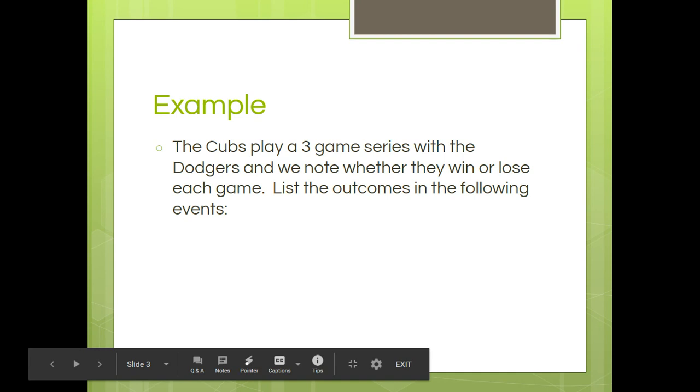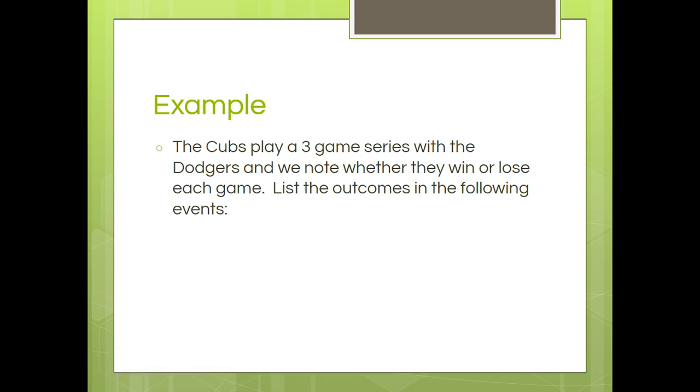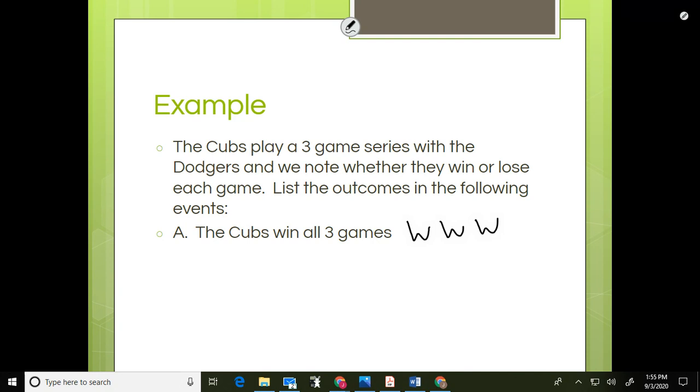All right, so say the Cubs are playing a 3-game series with the Dodgers, and we're noting just whether or not they win the game. So win or lose. We want to list the outcomes of the following events. First off, Cubs win all 3 games. So what are the outcomes? That's just win, win, win. Nothing complicated there. Okay, won all 3.